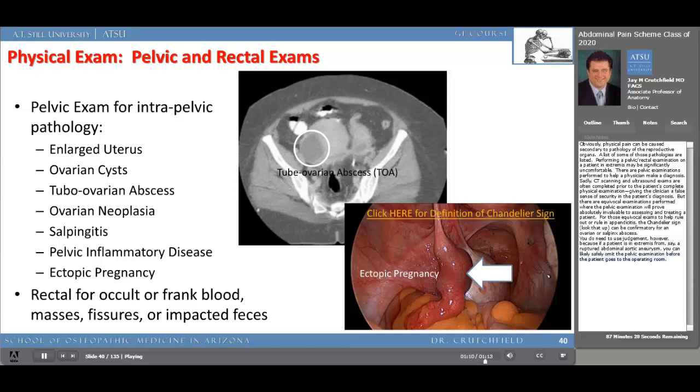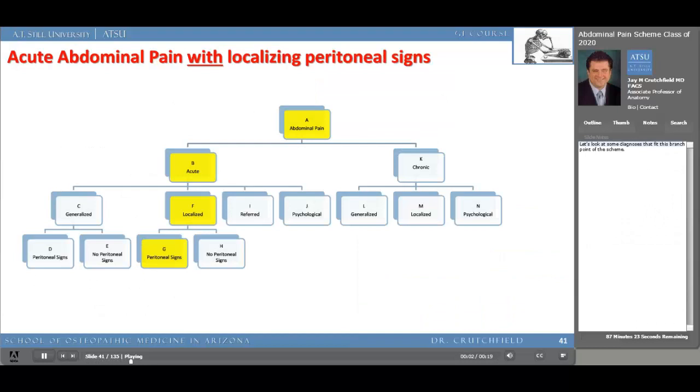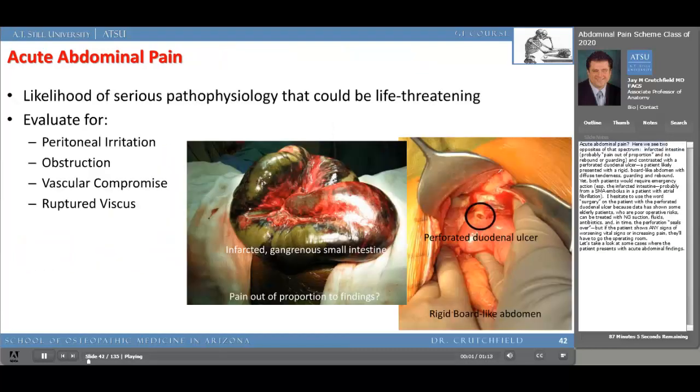Acute abdominal pain. Here we see two opposites of that spectrum. The first, infarcted intestine. The patient probably presented with pain out of proportion to the findings and without rebound or guarding. In contrast, this is a perforated duodenal ulcer. In this case, the patient likely presented to the emergency room with a rigid, board-like abdomen with diffuse tenderness, guarding, rebound, and rigidity. Yet both patients would require emergency action, especially the infarcted intestine, probably caused from an SMA embolus in a patient with atrial fibrillation.